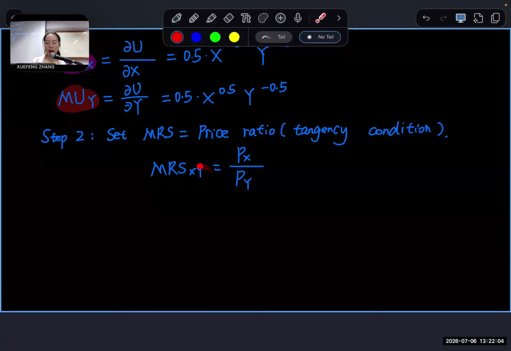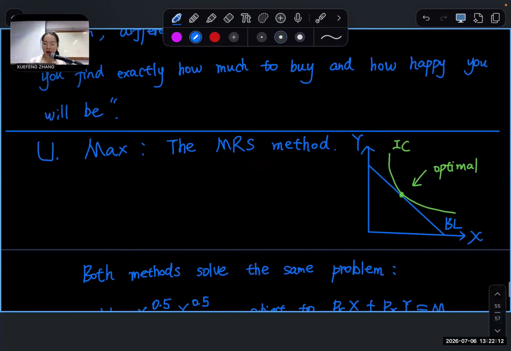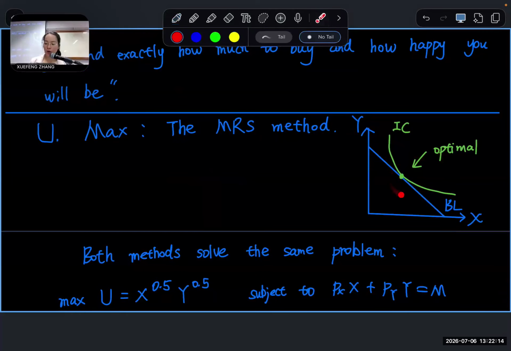One thing here: why is the subscript XY, not YX? Because MRS is the slope of the IC, and we always have X on the horizontal axis and Y on the vertical axis. So basically it means how many Y you would like to give up in order to get 1 extra unit of X, okay? That's why it's MRS XY.